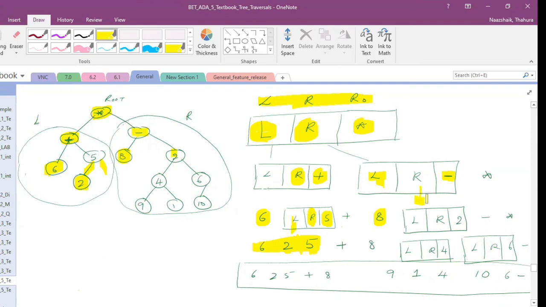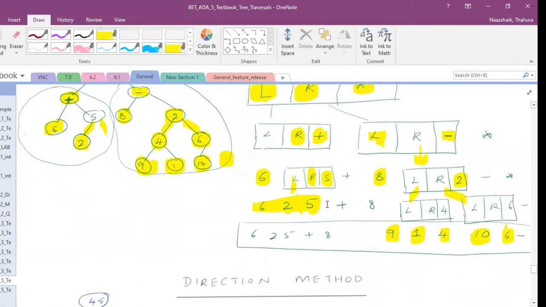How do you expand this right? You check on the left, you check on the right, and then you put the root. So further, you need to expand this left side. You put left, right, and then root. That's why it is 9, 1, 4. Finally, this side, if you want to expand, left, right, and root. So 10, there's nothing on the right, and you put 6. I hope this is clear.